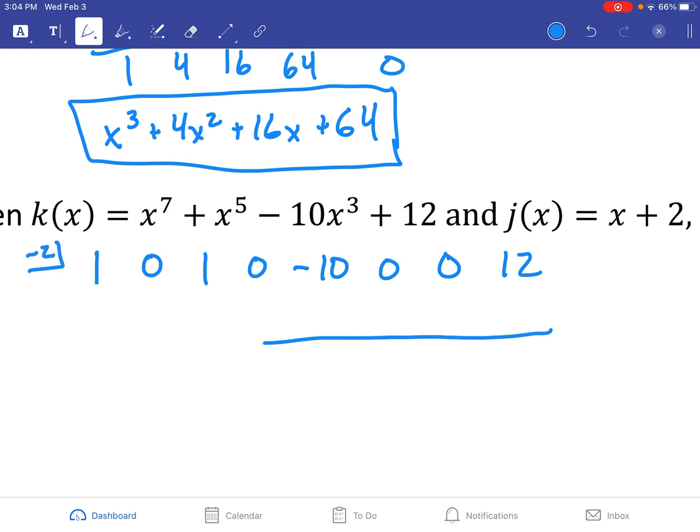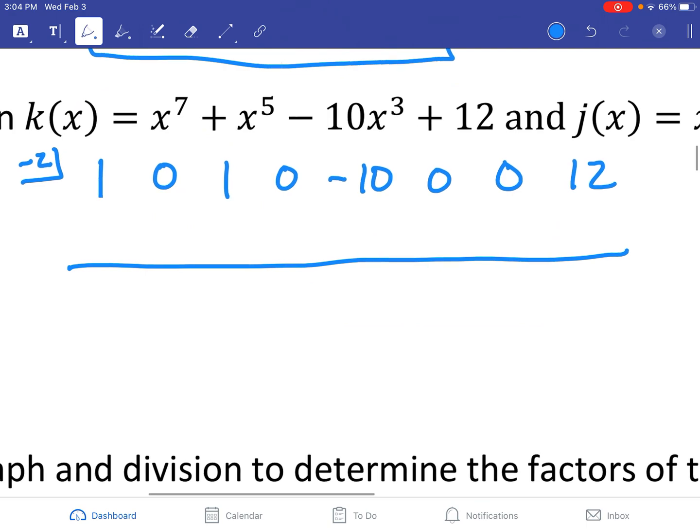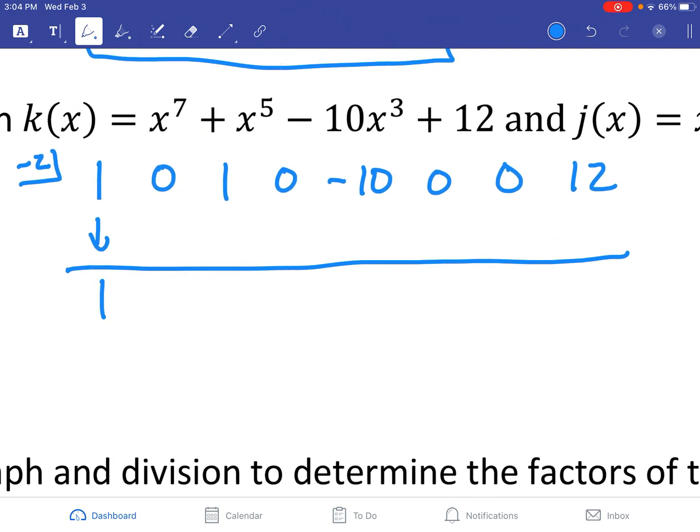And now we can do it. So we drop the first number, which is 1, times negative 2 is negative 2, plus 0 is negative 2, times negative 2 is positive 4, plus 1 is 5, times negative 2 is negative 10, plus 0 is going to be negative 10 again, times negative 2 is going to be positive 20. Add those up, you're going to get 10, excuse me, times negative 2 is negative 20 again.